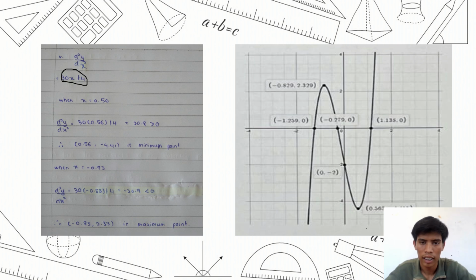Alright. Let's move to the next question. The last question, question number 6. Sketch the graph of the curve. If you can see this graph, we take the coordinates we got and then we just put them on the graph like this. Alright.